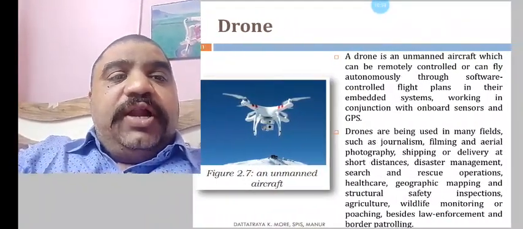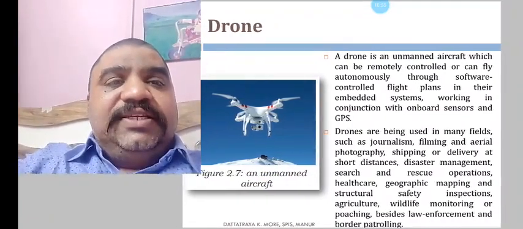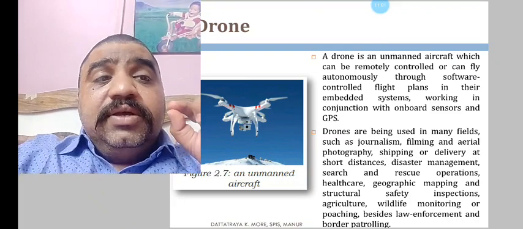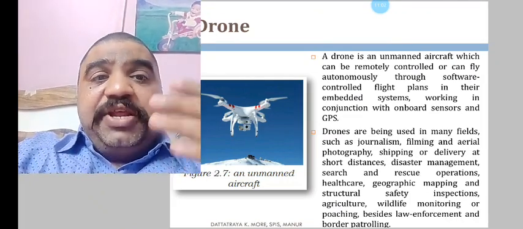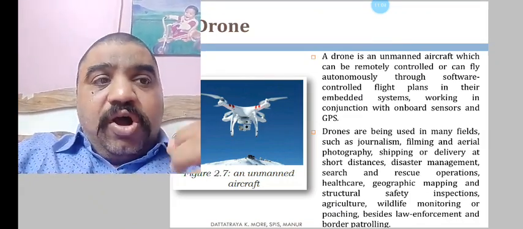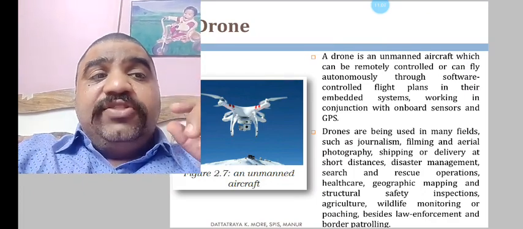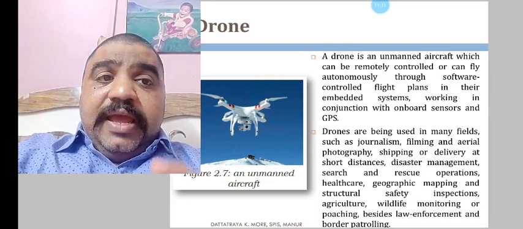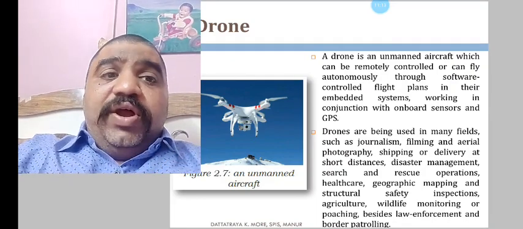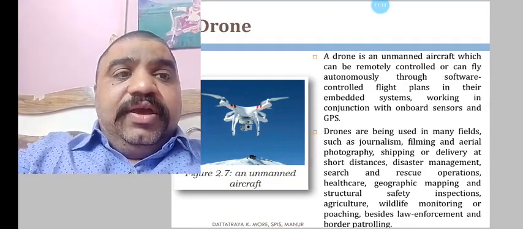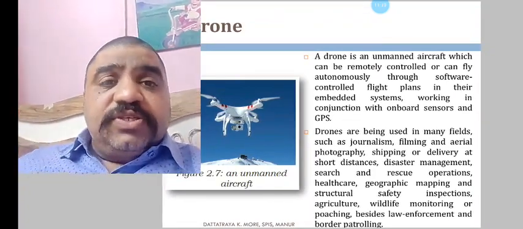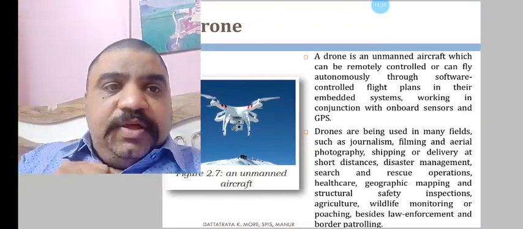Drones, which you know very well nowadays, are very common. A drone is an unmanned aircraft which can be remotely controlled or can fly autonomously through software-controlled flight plans in its embedded systems, working in conjunction with onboard sensors and GPS. GPS means Global Positioning System.